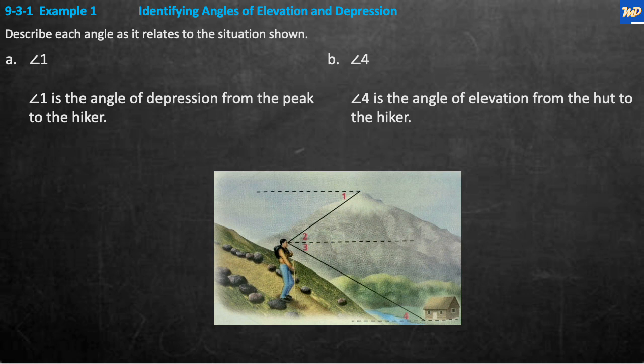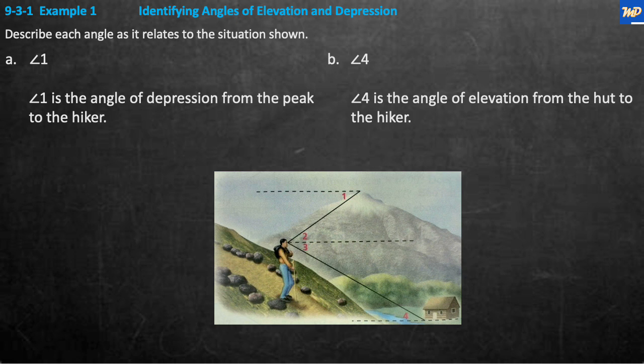Example 1, identifying angles of elevation and depression. Describe each angle as it relates to the situation shown. So we have this hiker on the side of a mountain or side of a hill here, and he's creating some angles, and there are some being created by the horizon and such. So it says angle 1. Angle 1 is an angle of, let's look at it.